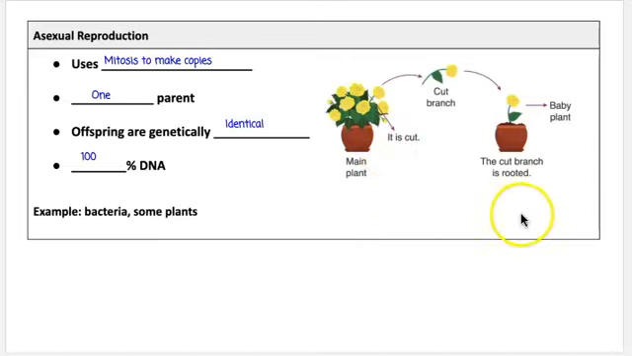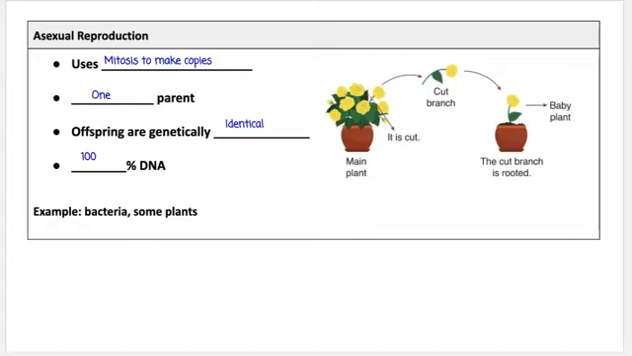So in this example here, you see that we have a main plant, a piece of the flower was cut off, and then it was put in soil, and that baby plant will now grow into an identical version genetically to the main plant.